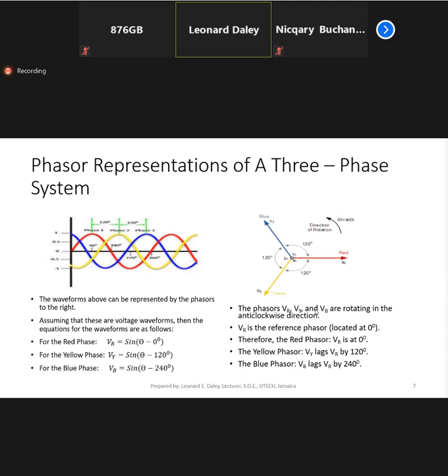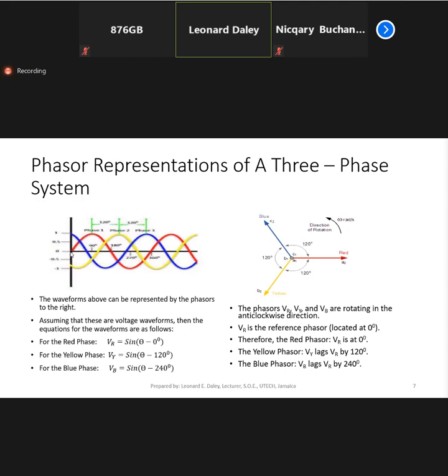All right. So that is what is written down here. Red phasor is at, let's assume it's a voltage phasor, at angle 0. The yellow phasor would be lagging that red phasor, and you can see that here in the waveform also, by 120 degrees. And then the blue phasor lags the red phasor by 240 degrees.